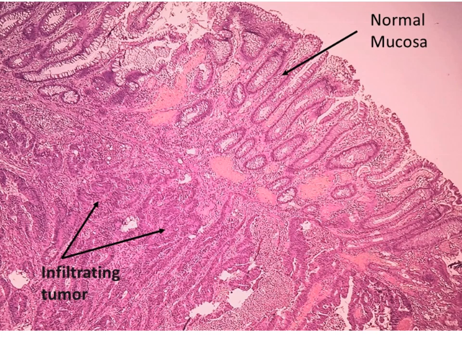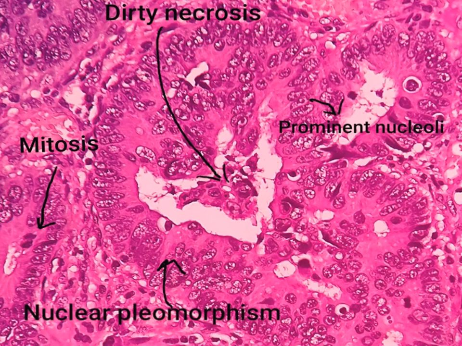Now if you see the microscopy, here is the infiltrating tumor in the submucosa, and overlying it is normal mucosa. As you see in the high power, there is dirty necrosis, nuclear pleomorphism, and frequent and abnormal mitosis. The glands are closely approximated in a back-to-back appearance, with no intervening stroma. You can appreciate the very dirty look of the cells. They have prominent nucleoli, a high NC ratio, pleomorphism, and frequent and abnormal mitosis.